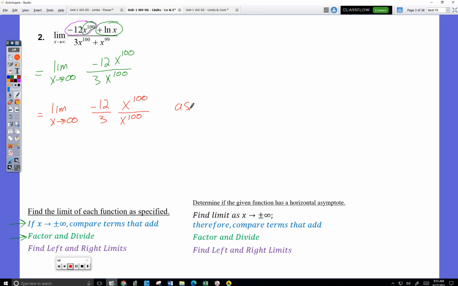As x is approaching infinity, please raise your hand if you can tell me what the y-coordinate is approaching. As x approaches infinity, Soraya, what is the y-coordinate approaching?